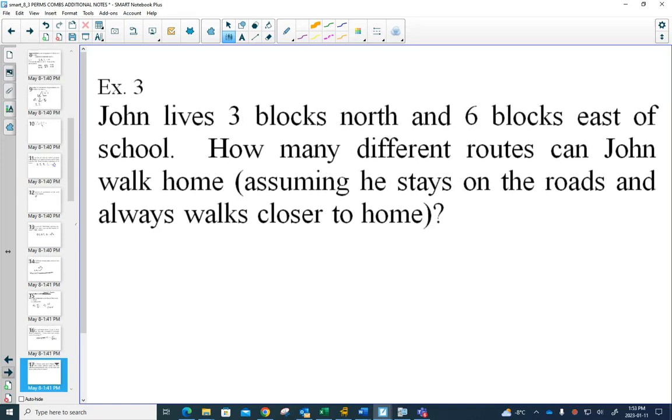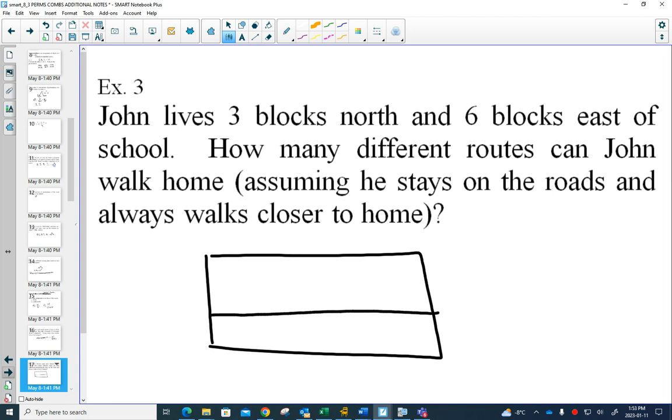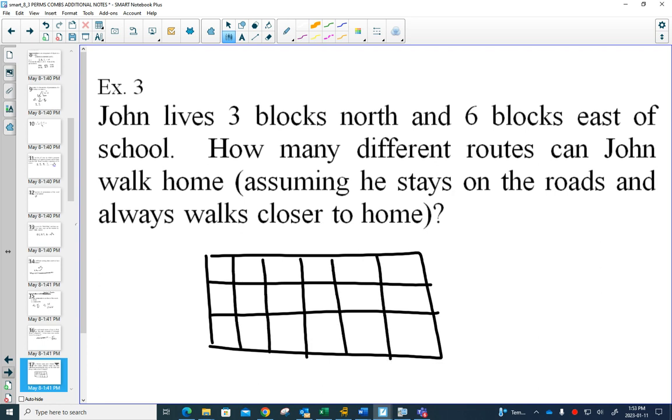And we also saw the routes question being an identical objects question. Here's John. He lives 3 blocks north and 6 blocks east of school. So let's draw our city blocks here. John lives north and east of school. So this would be the school, and this would be his home.